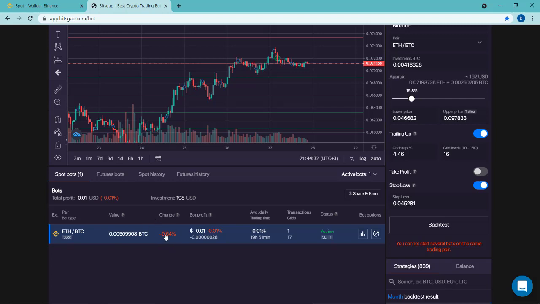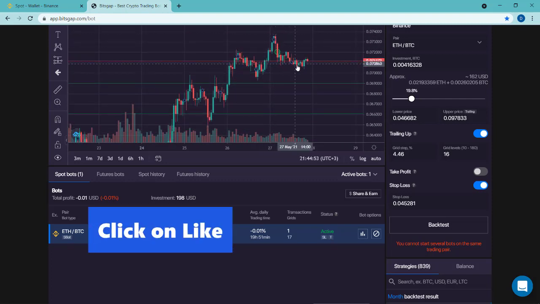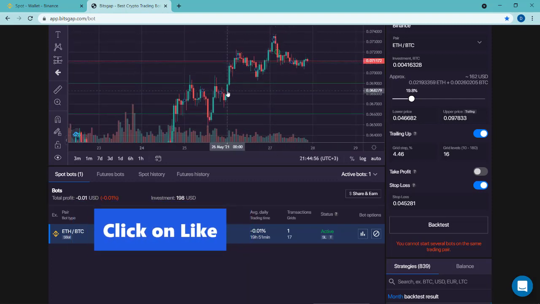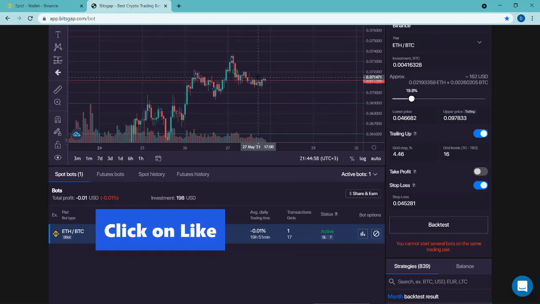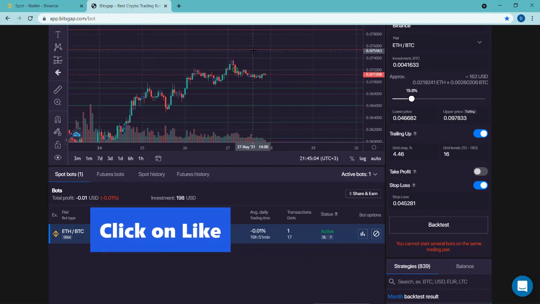And over here, it says that the overall change is minus 0.64%. So this takes into account not only the fact that we sold some Bitcoin, but also the fact that the value of Ethereum against Bitcoin has gone down since we started the grid bot. Now hopefully it will go up, and when it reaches this grid line up here, it will sell some Ethereum and we make a profit.